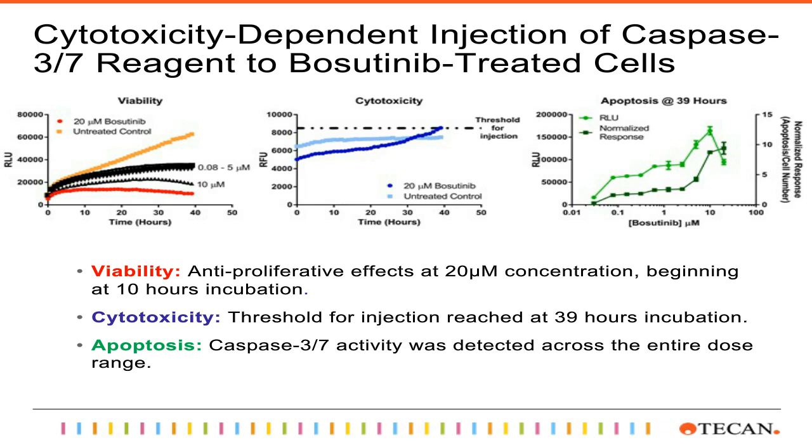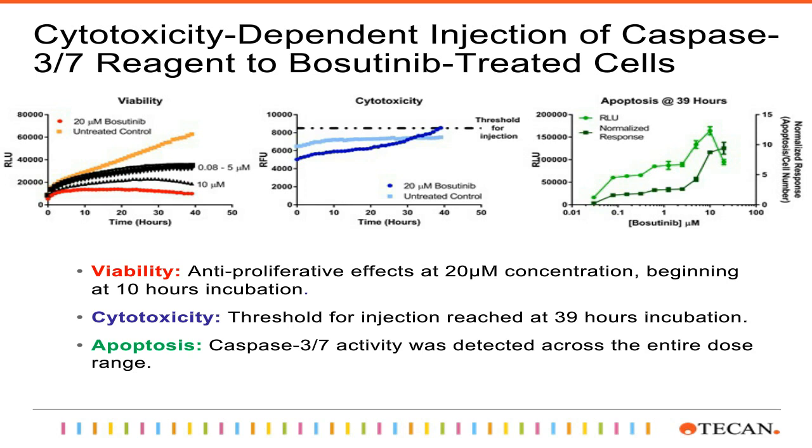Now if you look at the data a little more closely, in our viability data, concentrating on the red line here, we're seeing some anti-proliferative effects starting to occur at that 20 micromolar concentration, beginning at approximately 10 hours of incubation with our test compound. Cytotoxicity, which is the blue line shown in the middle graph, you see that over time that number starts to increase, so the membrane is starting to break down, until it reaches our cytotoxicity threshold. At 39 hours, the threshold was achieved, at which point the apoptosis reagent was injected. That last graph shows you the caspase 3-7 activity, and it was detected across the entire dose range of our compound at 39 hours.